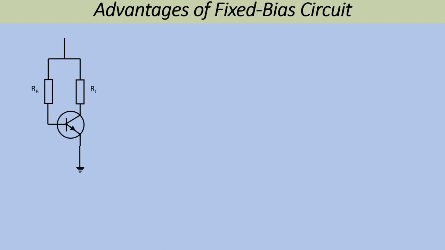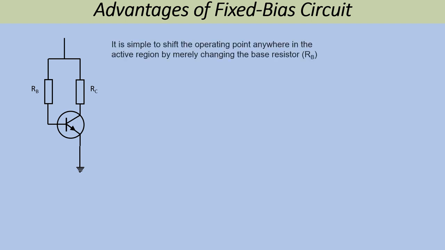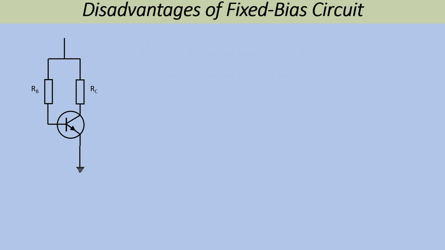What are the advantages of a fixed bias circuit arrangement? Well, it's simple, as we've just seen, and of course we can easily change it. If we change these values, it's easy to shift the Q point, the operating point, anywhere in the active region. There are only two resistors required, but there are certain disadvantages.